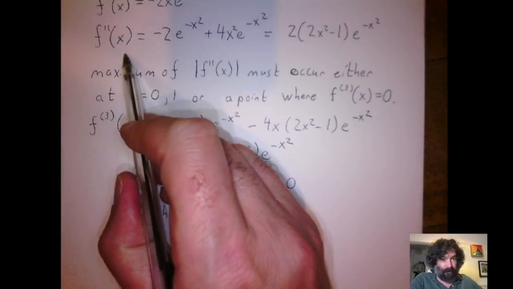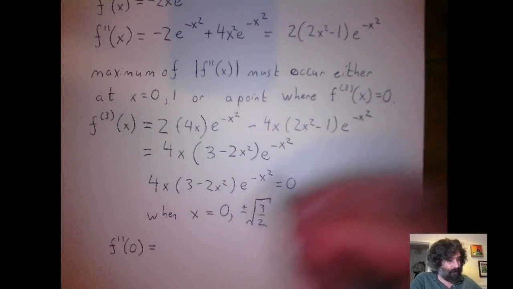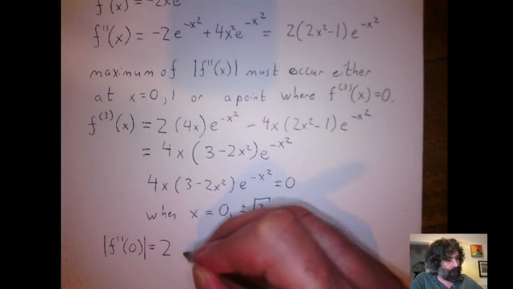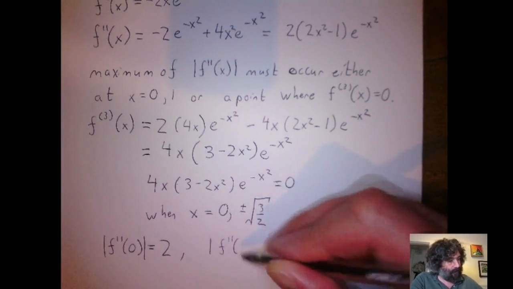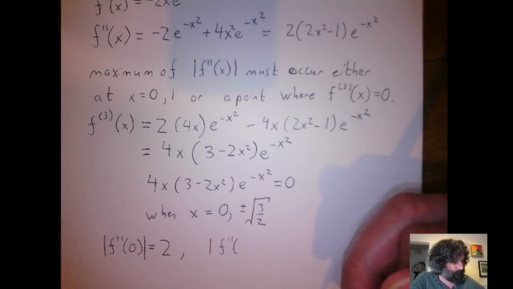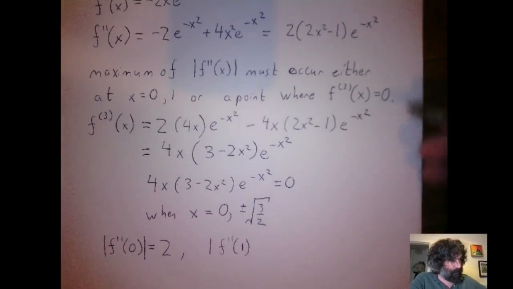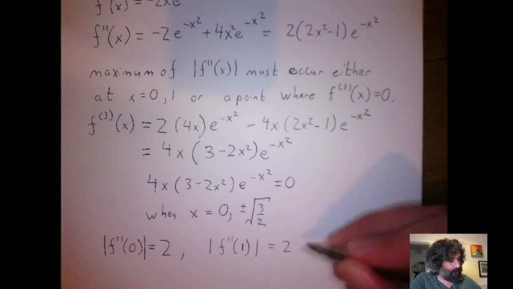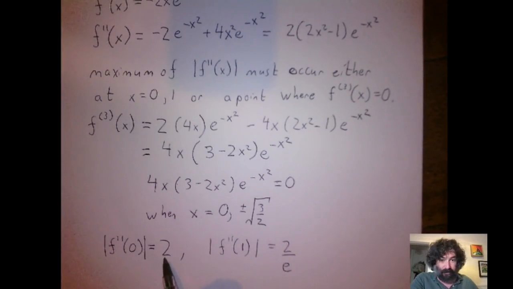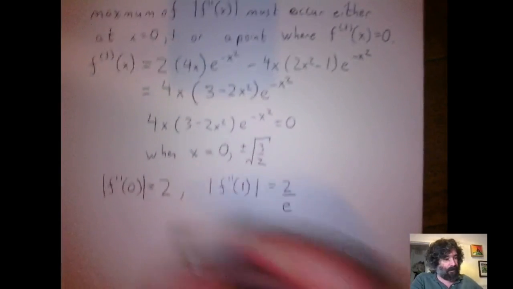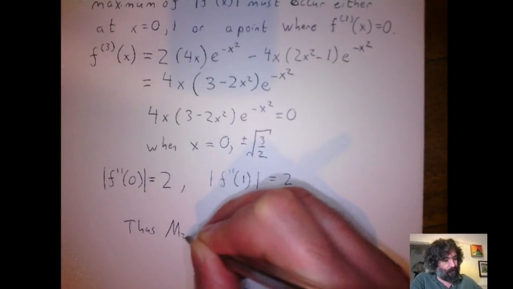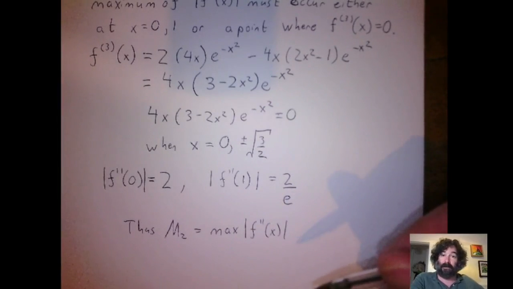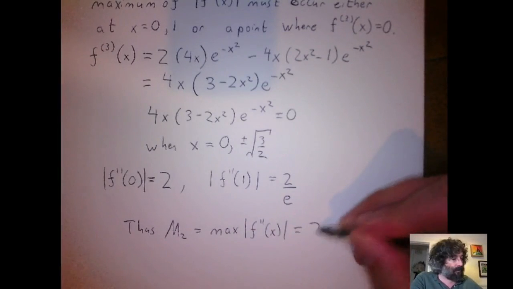So the second derivative at 0 is negative 2 actually, but we're checking the modulus, so 2. And the modulus of the second derivative when x equals 1: we get 2 times 1, so 2, and then e to the negative 1, so 2 divided by e. Right, so the maximum value occurs when x is equal to 0. 2 is the maximum. Thus, M2, the maximum value of the second derivative for x in the interval from 0 to 1, is equal to 2 in this case.